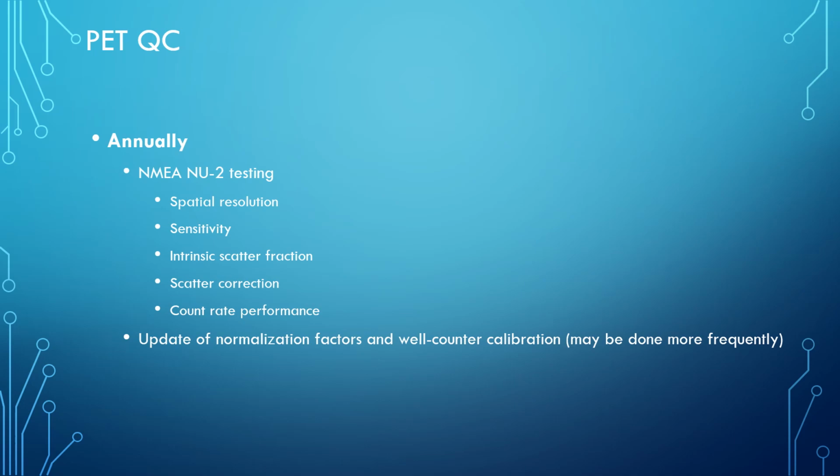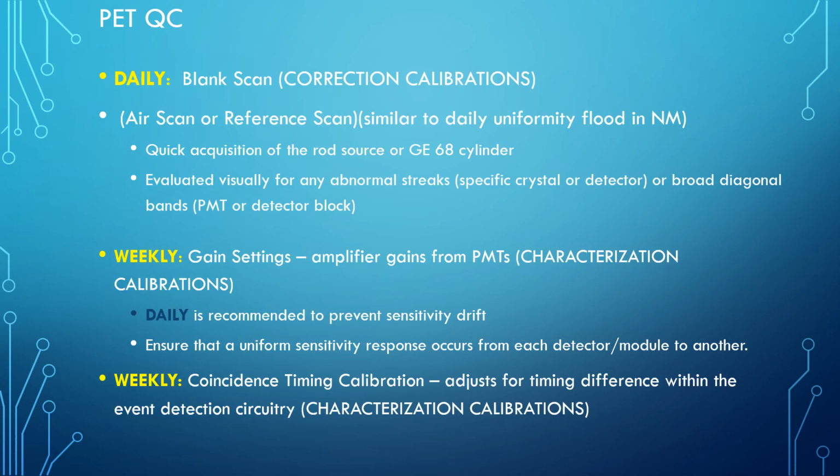And then update of normalization factors and well counter calibration also needs to be done at least annually, but this may be done more frequently. So daily, it requires a blank scan, and this has correction for calibrations, an air scan or reference scan similar to the daily uniformity flood, quick acquisition of the rod source, and then evaluated visually for abnormal streaks.